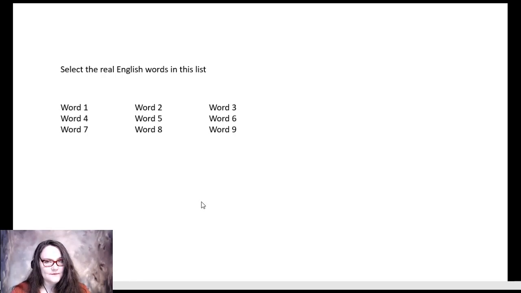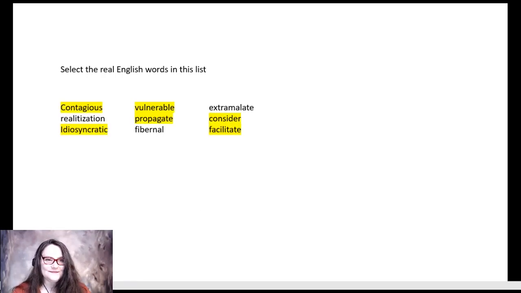Okay, let's see what you got. The first word, contagious, means that something is easily spread from one person to another. The second word, vulnerable, means that someone or something is susceptible to physical or emotional harm. The third word, extramolate, I made it up. The fourth word, realization, that's not a real word. You could have realization, meaning that you're becoming aware of something, but realization is an incorrect word.